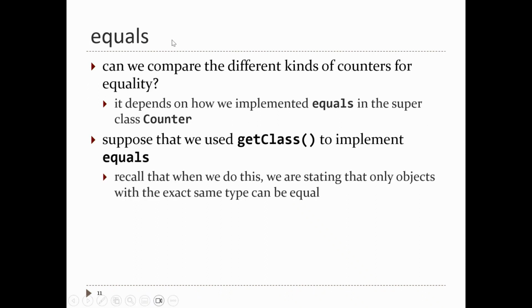All right, so what about equals? We're in the interesting case here where you've got 3 different kinds of counters. And it might make sense to compare the different kinds of counters for equality, because all you care about in the counter is whether or not the value is equal. The problem with our current counter class is that it uses getClass in its equals method. So let's go look at that.